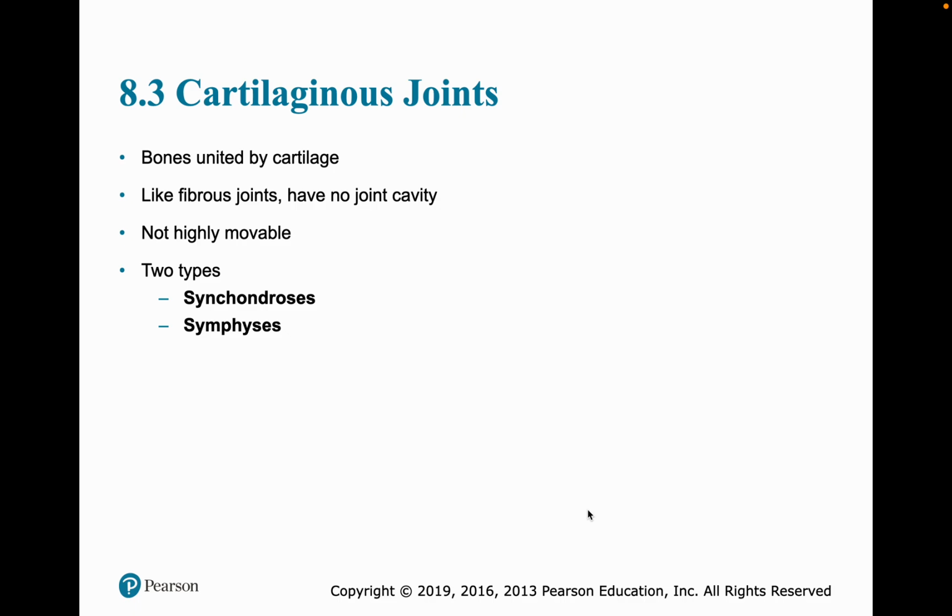Next, we have cartilaginous joints. Here, the bones are united by cartilage. Like the fibrous joints, there's no joint cavity. They are not highly movable, but they do have two types, the synchondrosis and the symphysis.